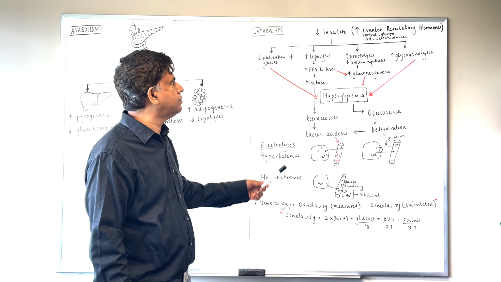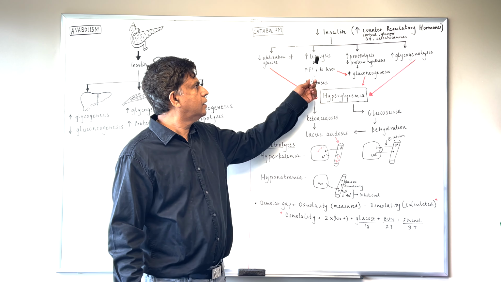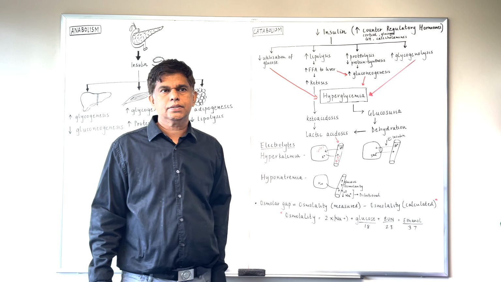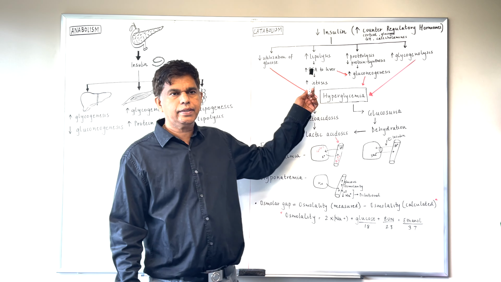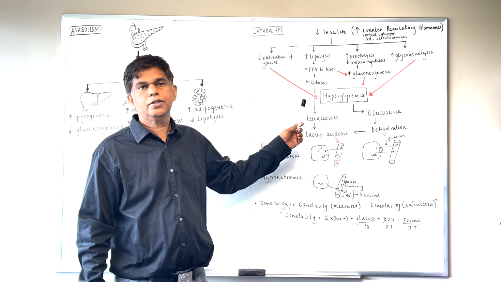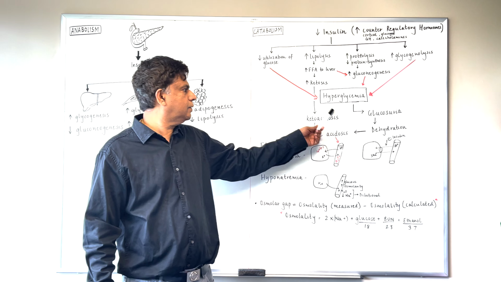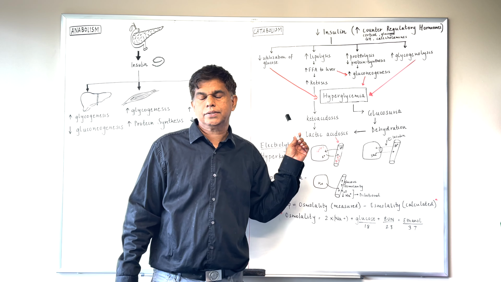Now let's look at the other major mechanism. There's going to be increased lipolysis. Fat is breaking down for energy. Then free fatty acids in the liver are converted into ketones. Then you get ketoacidosis, and then you get lactic acidosis.